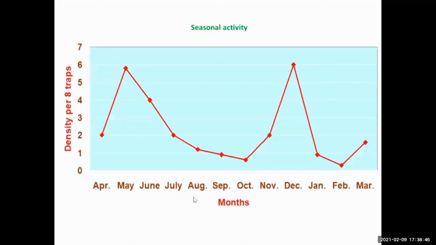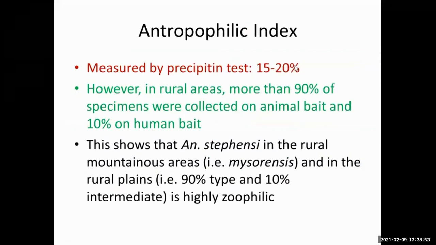This is the seasonal activity I was talking about, the first peak and the second peak. In terms of anthropophilic index, it's less than 20%. So it can be considered a more zoophilic species when we compare it with, for example, Anopheles gambiae. However, with the Mysoriensis form, the anthropophilic index is a bit lower, as it tends to be more zoophilic.